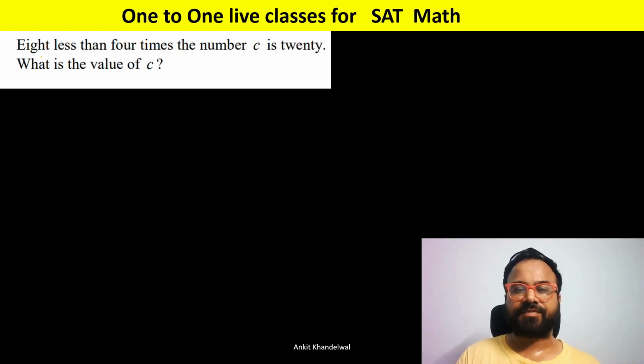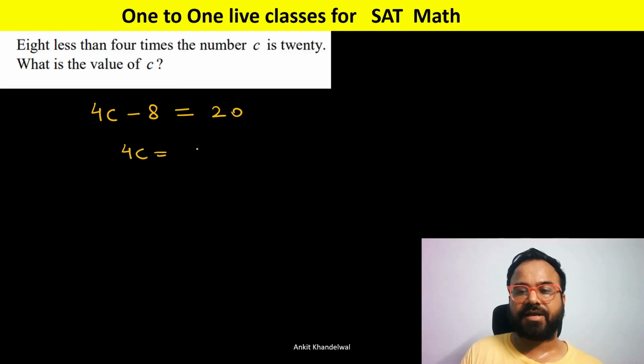Similar to this type, 8 less than 4 times the number c. So when we say 4 times the number c, it's 4c. 8 less than that means 4c minus 8 is equal to 20. What is the value of c? Adding 8 on both sides and dividing by 4 on both sides. So 28 divided by 4 is 7. So c is 7.